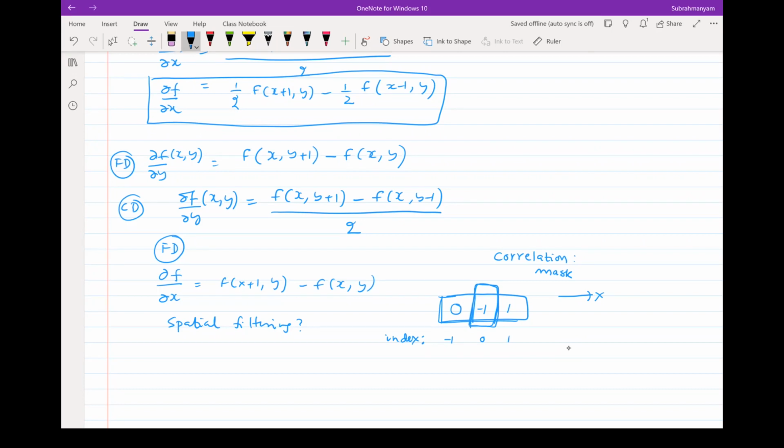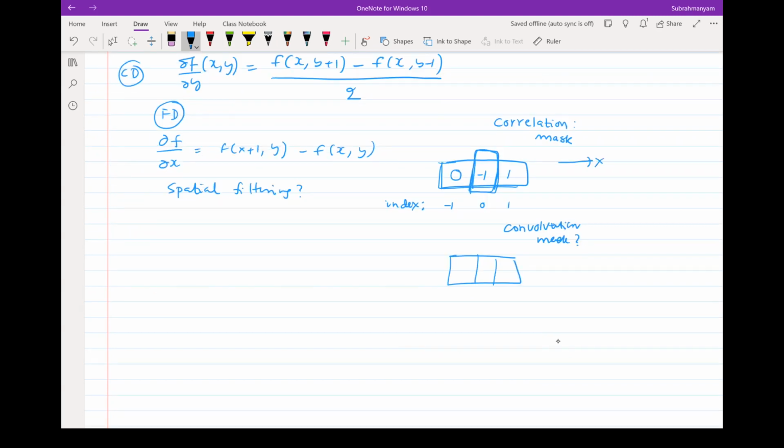Okay, is it not the same as the convolution mask? If you are going to convolve with it, will it be the same or will it change? Sir, 1, minus 1, 0. You want me to keep 1 here, minus 1 here, and 0 here. This is your origin. Very good. That's all. So this is one example where your correlation mask is not the same as the convolution mask, the very reason being this mask is not symmetric.